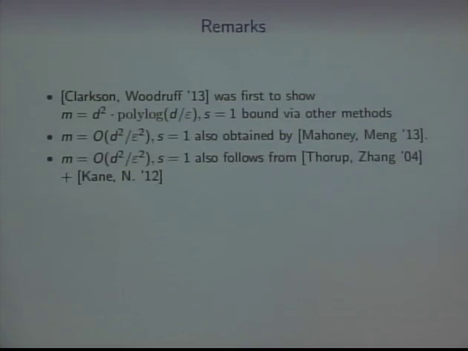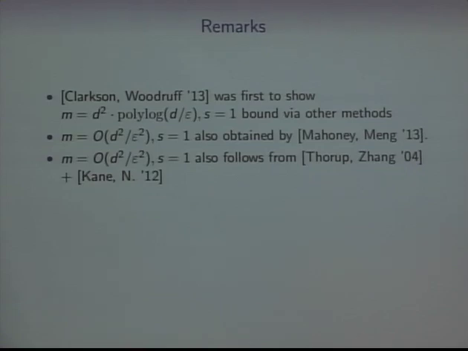And just a couple of remarks. When m is d squared over epsilon and s equals 1, Clarkson and Woodruff showed this via other methods, not using the moment method on the last slide. And using the moment method, using the second moment, Mahoney and Meng independently were able to get this bound as well, d squared over epsilon squared with s being 1. You can also get that bound using even another method. Basically, if you take Thorup-Zhang and use some black box reduction in that work, you can also get this kind of bound. Is that the third thing that you mentioned? Yeah.